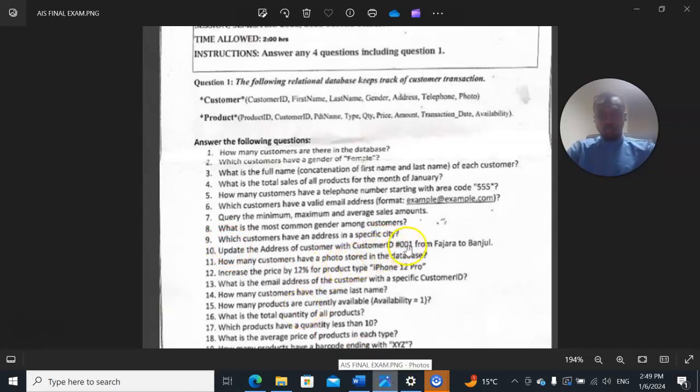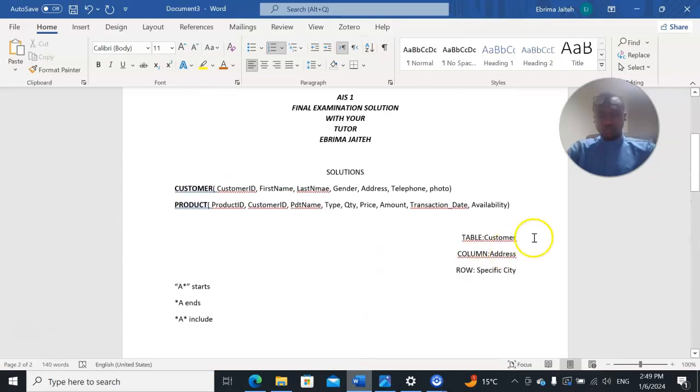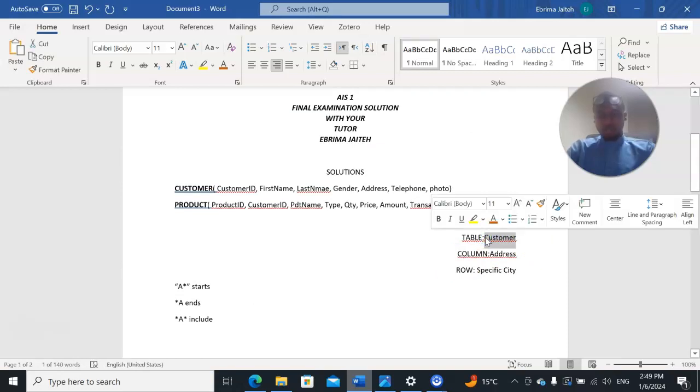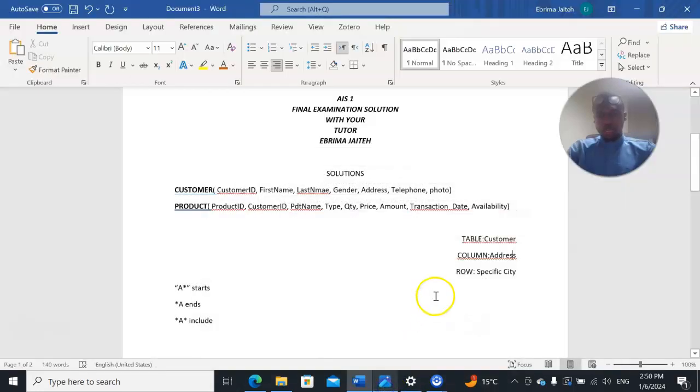Update the address of the customer with customer ID 001 from Fajara to Banjul. So I'll remove this. We already have the customer table in this question. Update the address of the customer, so we are talking about the customer table, isn't it? With customer ID 001, from Fajara to Banjul. The customer ID is also in the customer table. Fajara to Banjul is talking about the address of the customer, which is also found in the customer table. So basically all our information here is in the customer table.